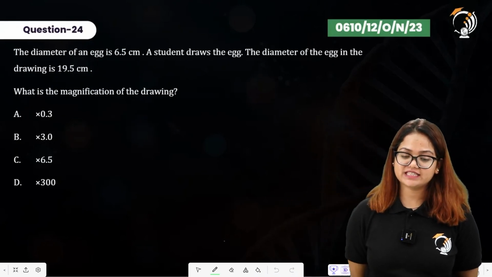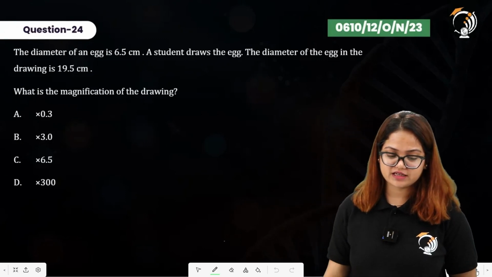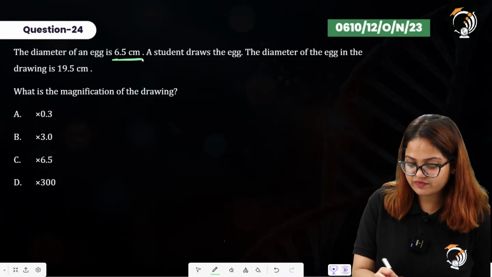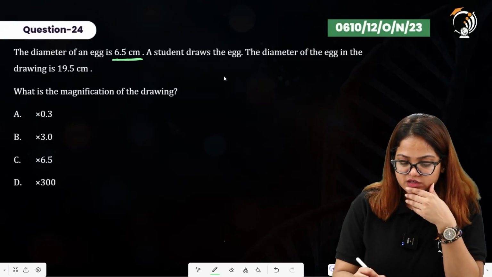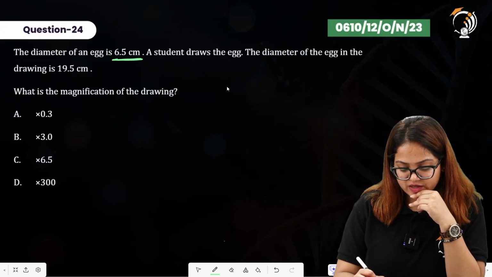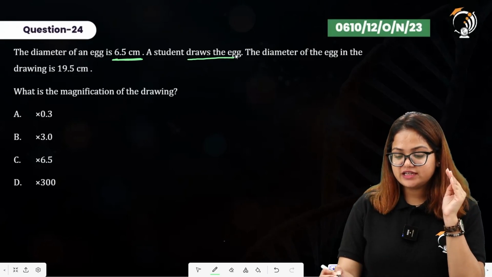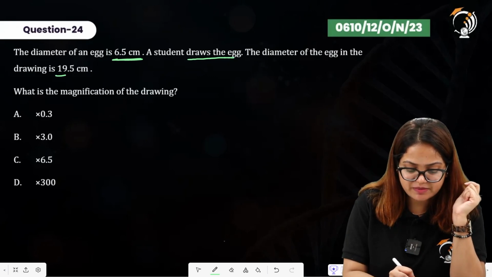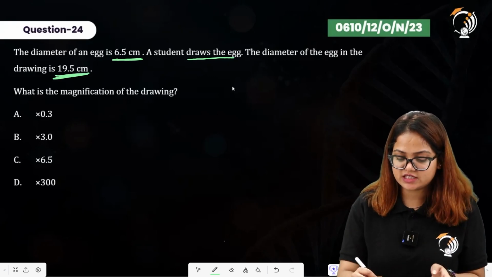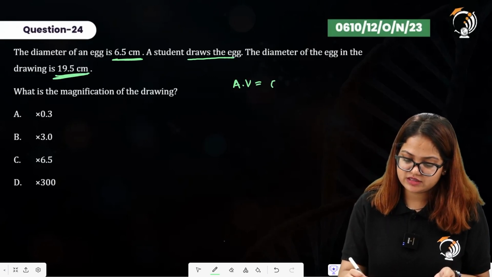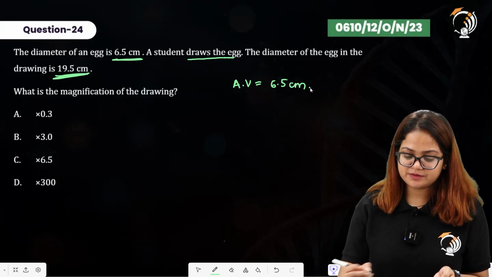Question number 24 says the diameter of an egg is 6.5 centimeter. So by the diameter of an egg, we mean that, alright, the question continues and says the student draws the egg, diameter of egg in the drawing. So this is the magnified value and this is the actual size. So actual value here is 6.5 centimeter.